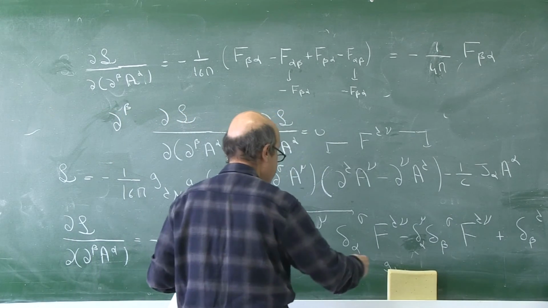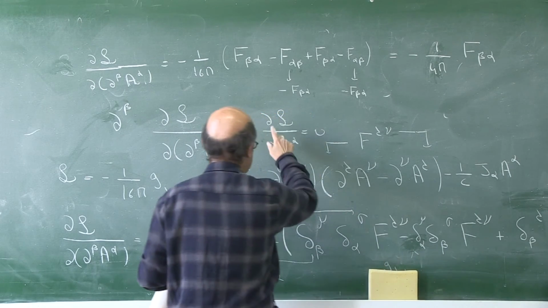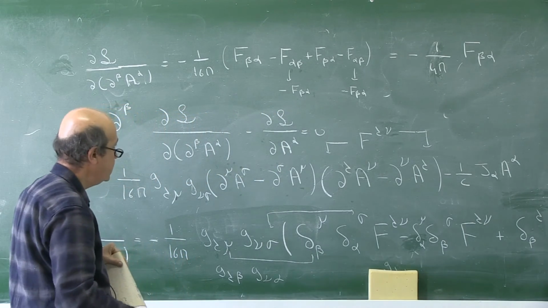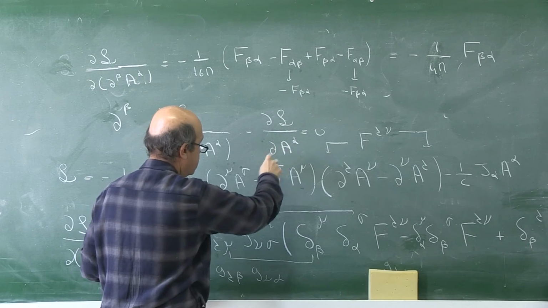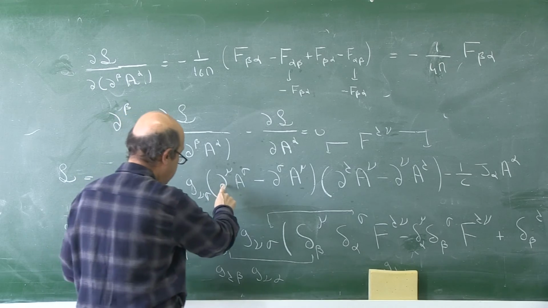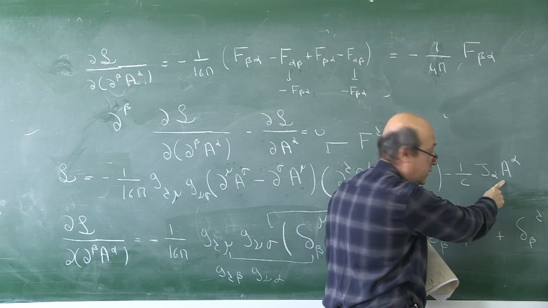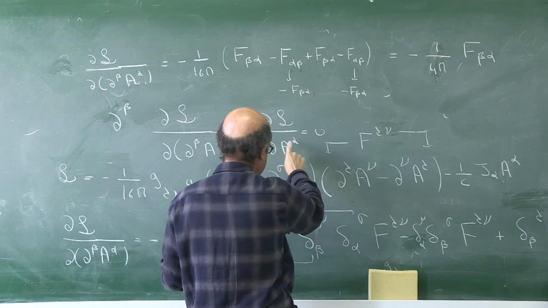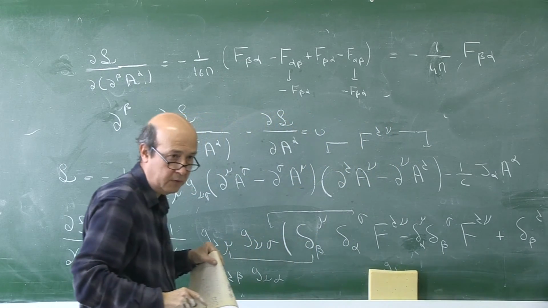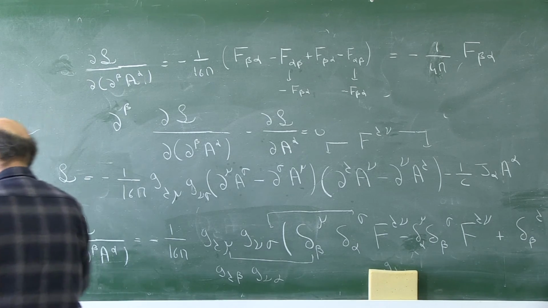What is the del Lagrangian density over del A alpha? What is this term? These are the derivatives of the A's. Here you only have A alpha. If you take the derivative of the Lagrangian density with respect to A alpha, you will obtain J alpha over C.